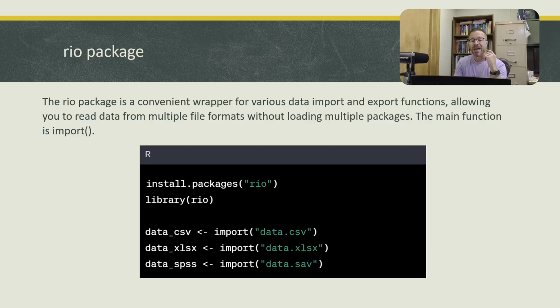So while Feather was the gold standard for a while, Arrow has since replaced it. But I wanted to keep both in there just in case. Feather does still exist. You can still use it. But nowadays, most people would use Arrow. There's also the rio package. The rio package is a convenient wrapper for various data import and export functions.